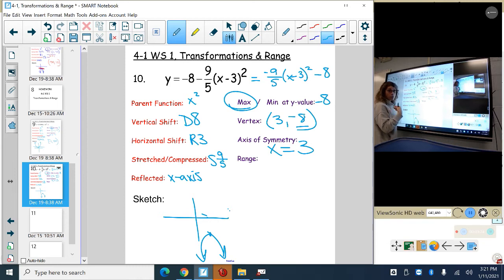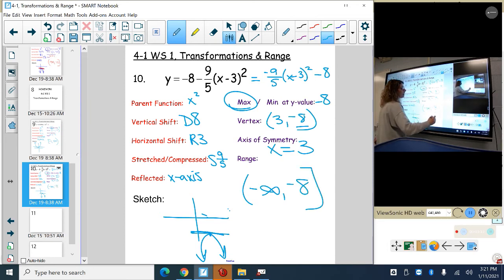To then give me my range, I read from bottom to top. I start at -infinity and I go all the way to the value -8. And it can be that value, and I am done. If you guys have questions, please let me know.